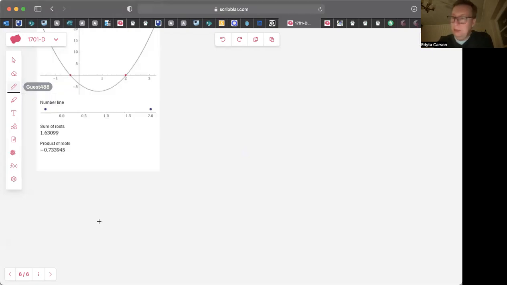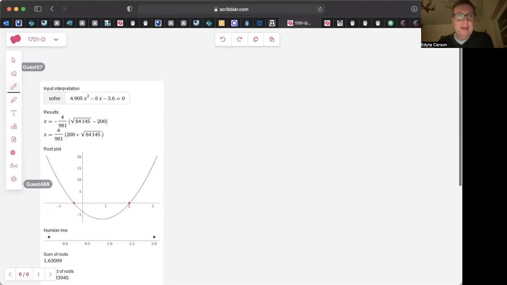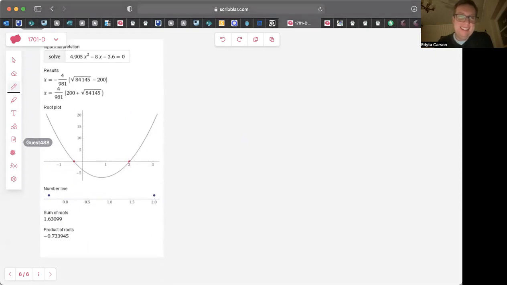Yeah, so let me get that into view for you. So it's going to be the second one, because that's how far it went. So it's going to be our second solution, the positive one, which is 4 divided by 9.81 times 200 plus the square root of 84145. So let me just look up what that is. There are horrible numbers, aren't they?